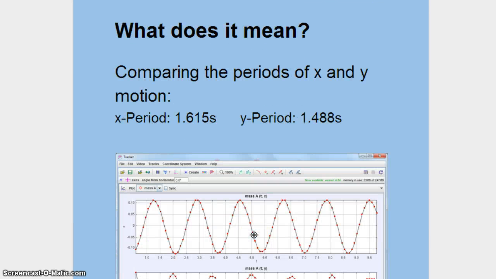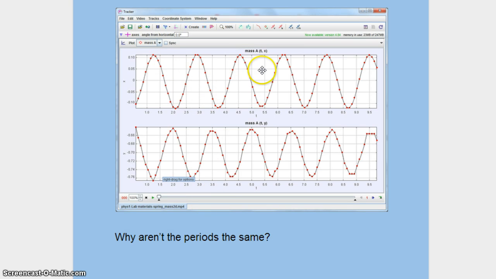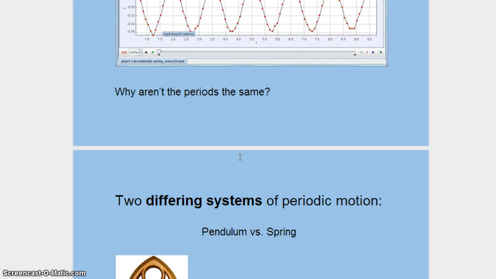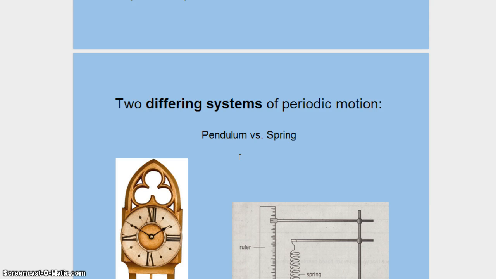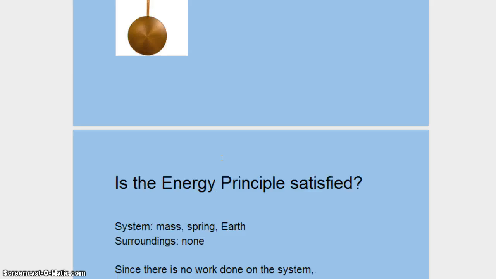We're going to compare the periods of x and y motion. The x period is 1.615 seconds, and the y period is slightly less at 1.48 seconds. So here in Tracker are tables of the x position versus time and y position versus time, and notice how their periods are not quite the same. Now, why is that? It's because we're actually looking at two different systems of periodic motion. The x is a pendulum, and the y is a spring. So different forces are acting, and therefore the periods won't be the same.